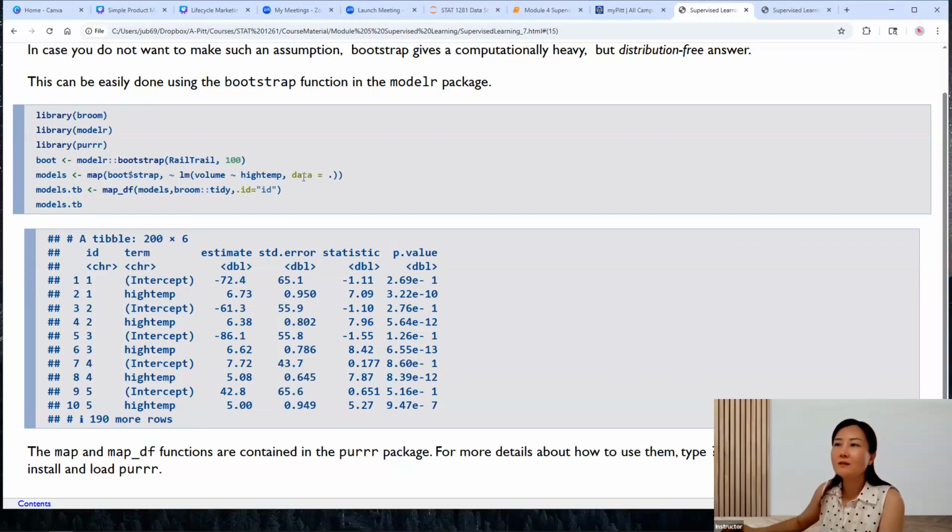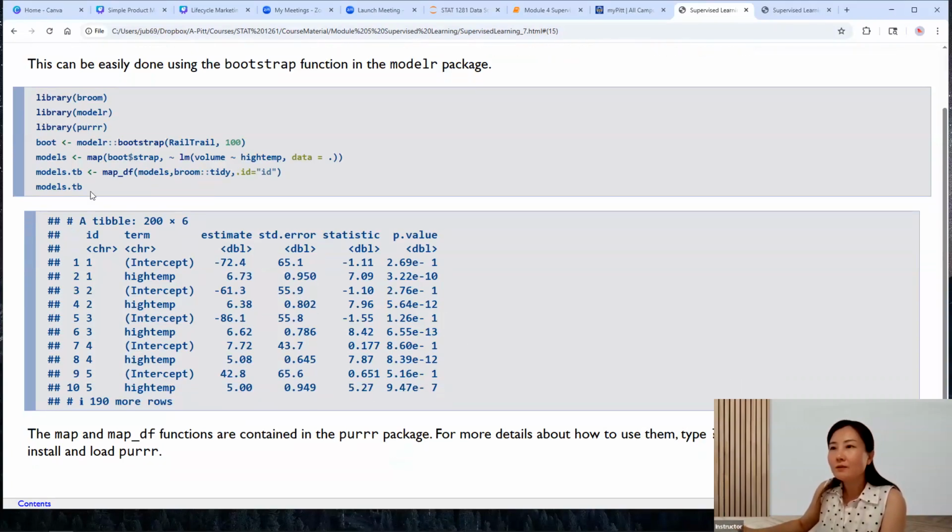All right, and save the result in models. So these models contain beta 0 hat and beta 1 hat for 100 different samples, different models. And finally, we will use this map_df function to organize the result. You see, we call the tidy function in the broom package. Basically, I want to create something like a table. So take a look at the result. Each model occupies 2 rows. The first row is the intercept. The second row is the slope.